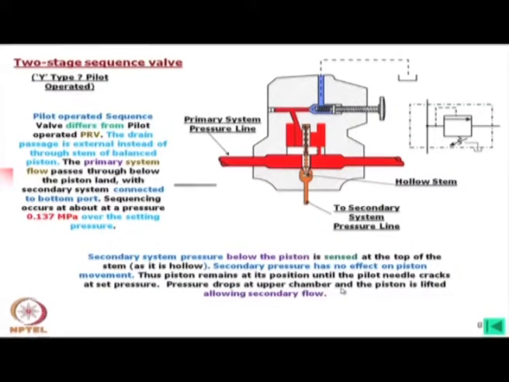Now, the secondary system pressure below the piston is sensed at the top of the stem. Here the secondary pressure has no effect on piston movement, which I have discussed. Thus, the piston remains in position until the pilot needle cracks at set pressure and the pressure drops in the upper chamber, and the piston is lifted, allowing secondary flow. This flow we call secondary flow, that is to say, to cylinder B.